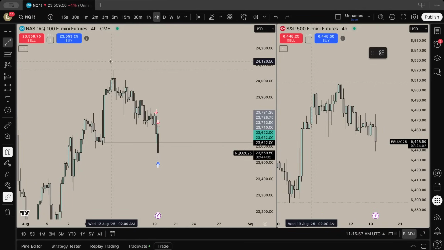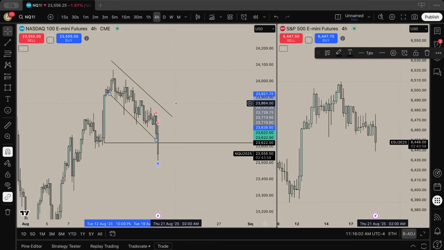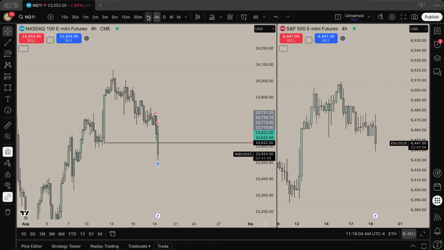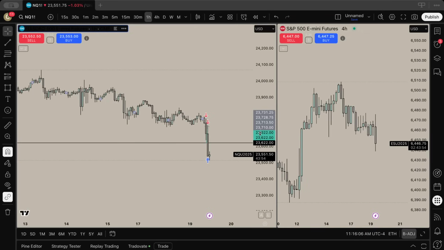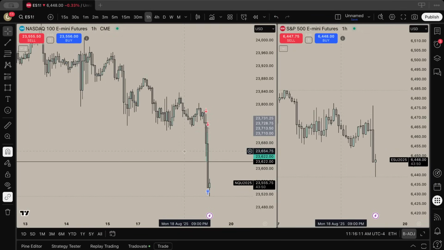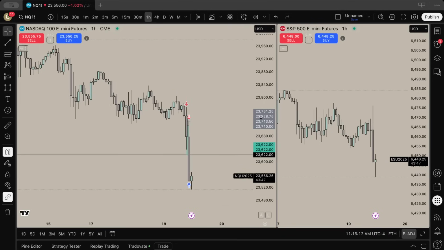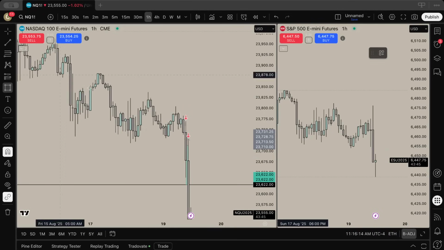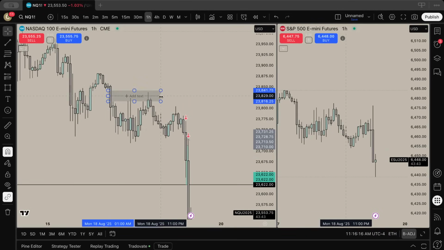As you can see, we're consistently making lower highs and lower lows, right? This is just very bearish market structure. So dropping down to the hourly, what do we have here? Well, we also have bearish market structure, but not only do we have bearish market structure, look at all of these bearish PD arrays getting created and getting respected, right?